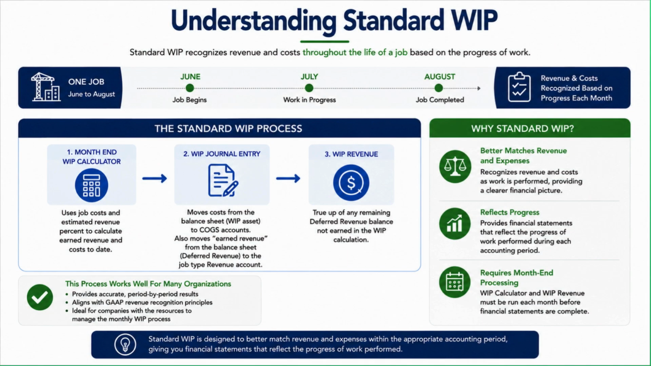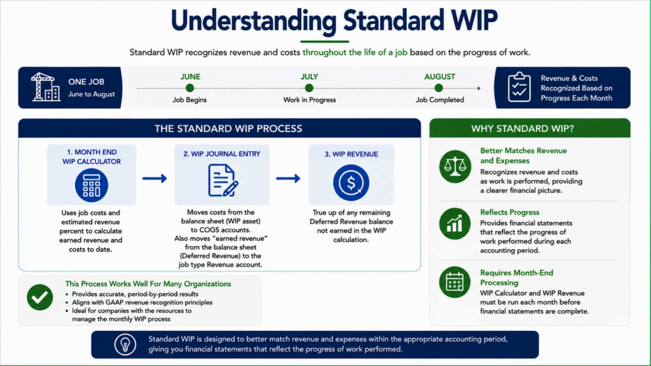Before we look at non-WIP, it's helpful to understand the purpose of the standard WIP accounting method. In standard WIP, job costs are initially recorded to a work in process asset account rather than being recognized immediately as an expense. As work is completed, the WIP process recognizes both revenue and costs based on the progress of the job. The purpose of this method is to better match revenue and expenses within the appropriate accounting period, providing financial statements that reflect the progress of work performed.